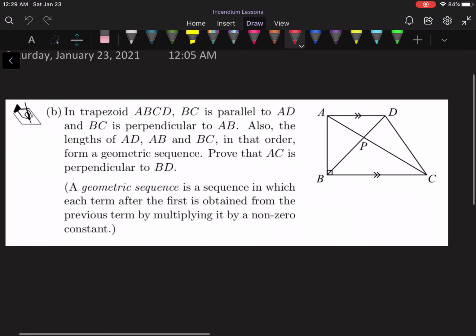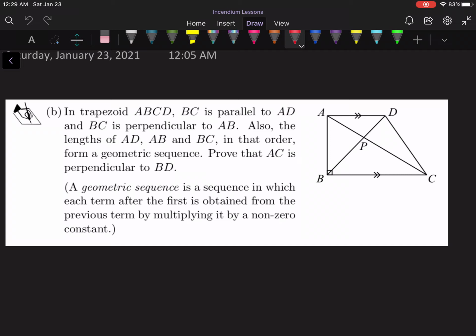All right, so the question says, basically, we have these three sides of the trapezoid. They form a geometric sequence. We have to prove that AC is perpendicular to BD. All right. So at first, questions like these might not come off as an analytical geometry problem, but it just takes a bunch of experience.